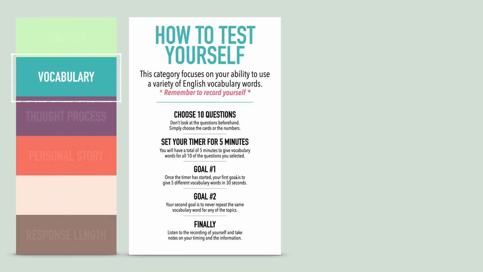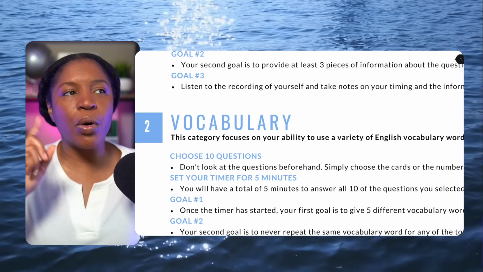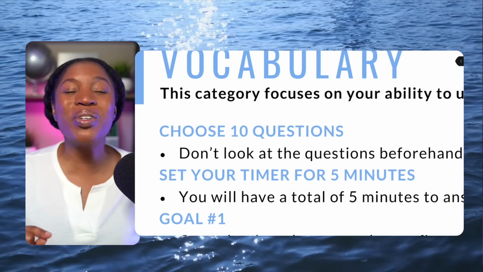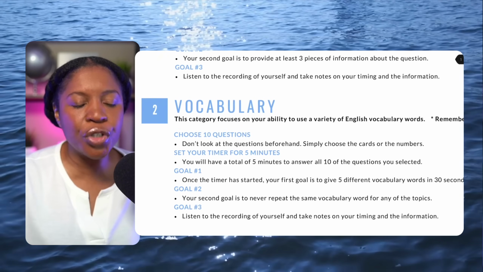Now, what about the next category? How to test yourself on vocabulary. This focuses on your ability to use a variety of English vocabulary words. At the very first part of this category, I'm going to show you this actually using the PDF. Category number 2, vocabulary. You're going to choose 10 questions. Now, don't look at the questions beforehand. Simply choose the cards or the numbers. It's very important that you choose 10 questions. These questions are going to help you as you go through this part of the test.